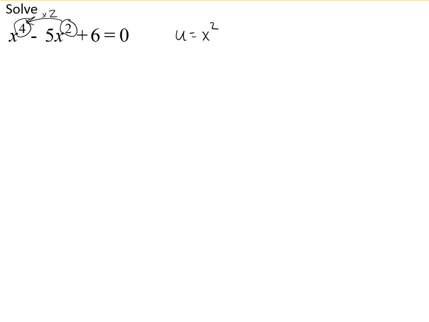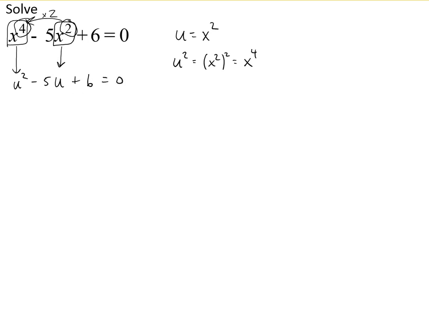If I allow u to be x squared, then where I see the x squared in this equation, I'm just going to replace it with the letter u. Now when we get over to that x to the 4th, we need to have something to replace that with as well in terms of u. And so we see that if u is x squared, what happens when we square u is that we would have to do x squared squared, and that would give us x to the 4th. So I then get to replace this x to the 4th with u squared. So everything else is still there, so that's minus 5u plus 6 equals 0.